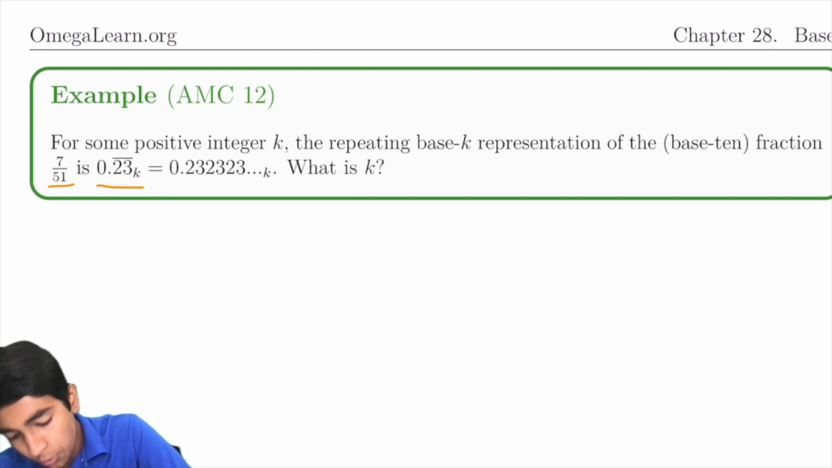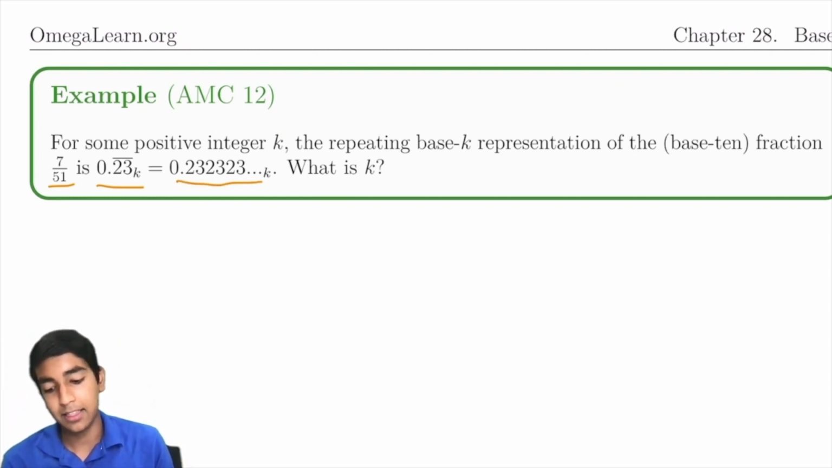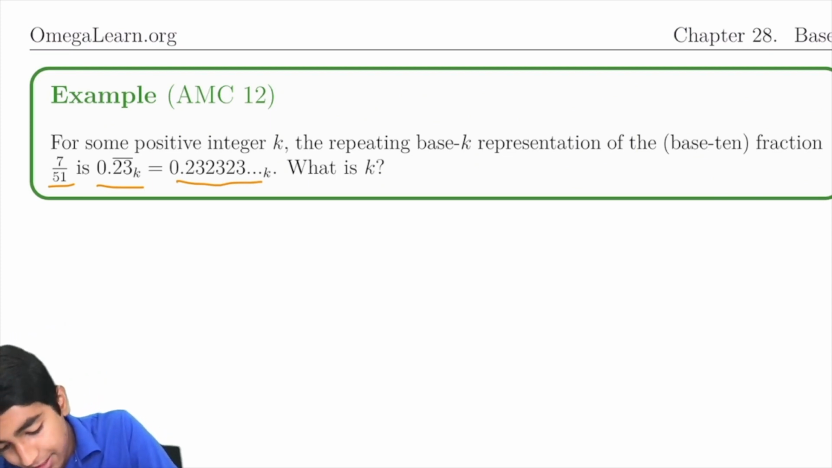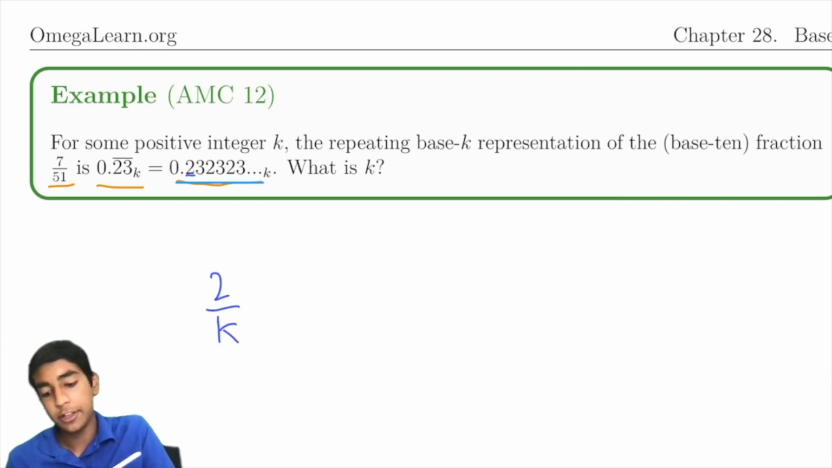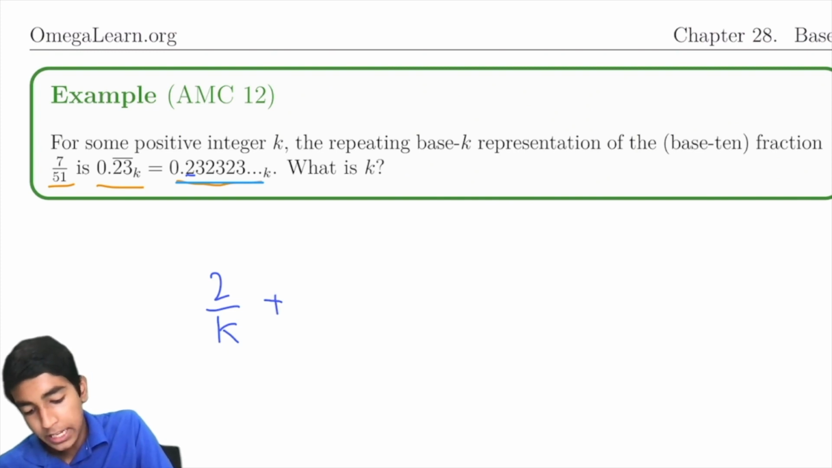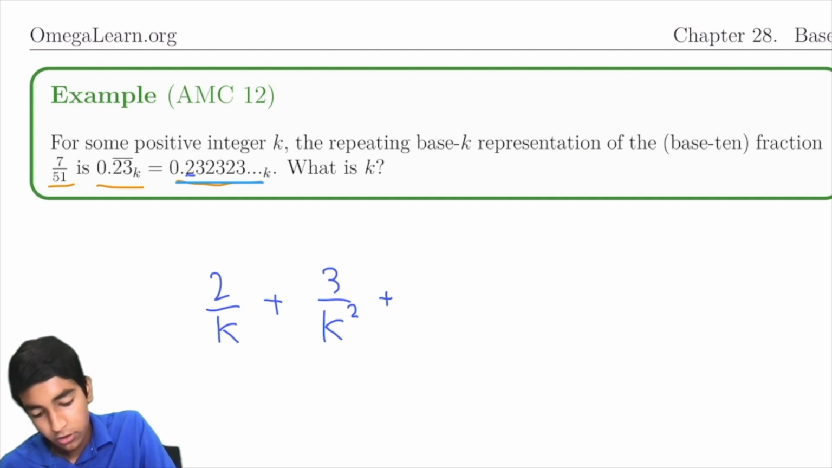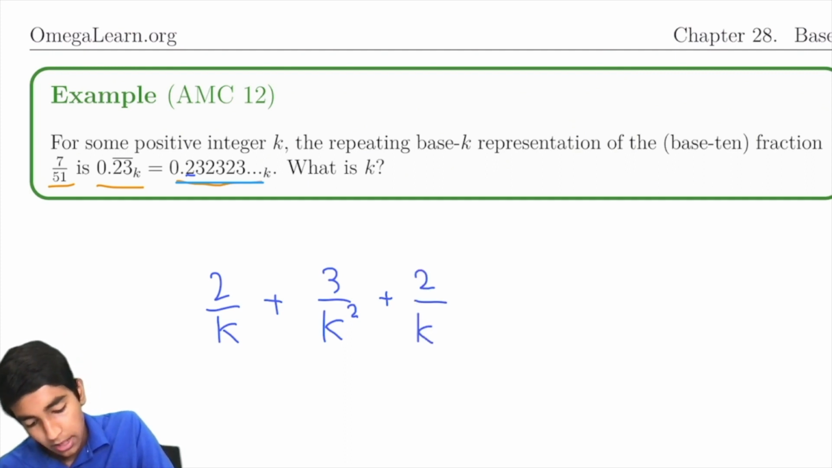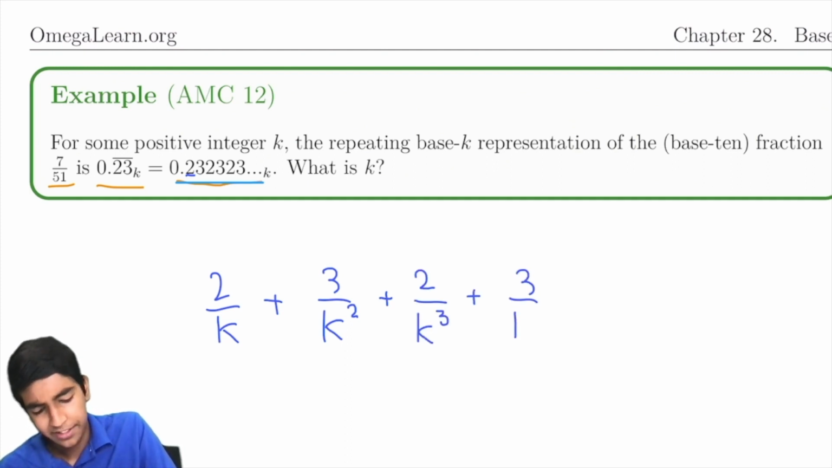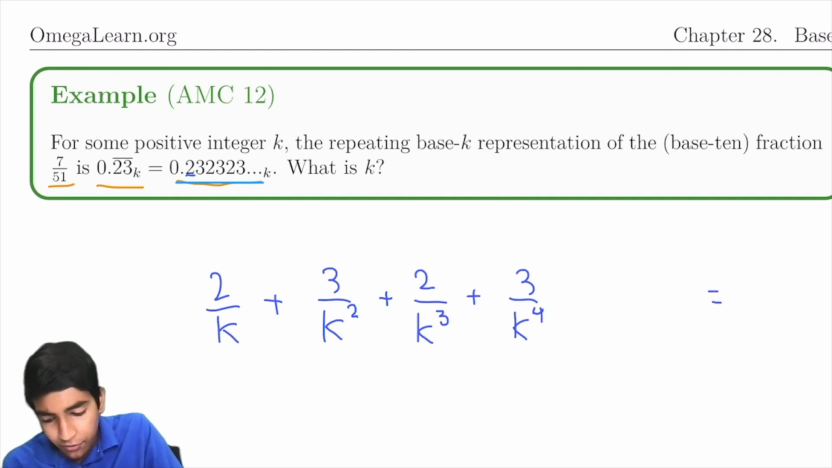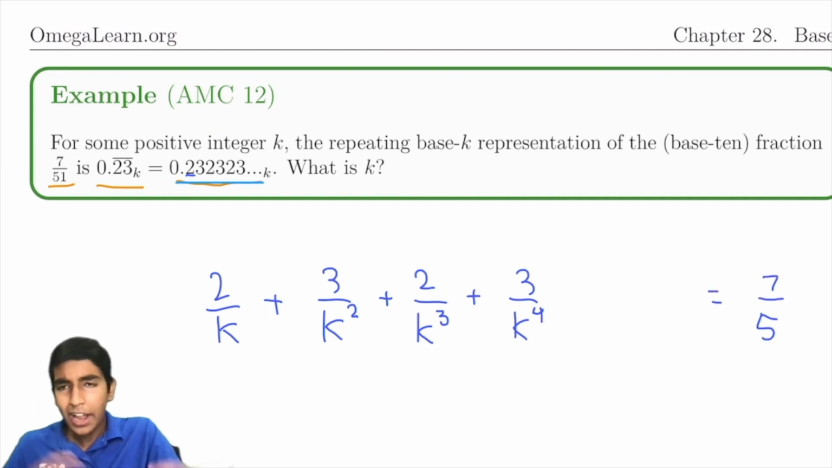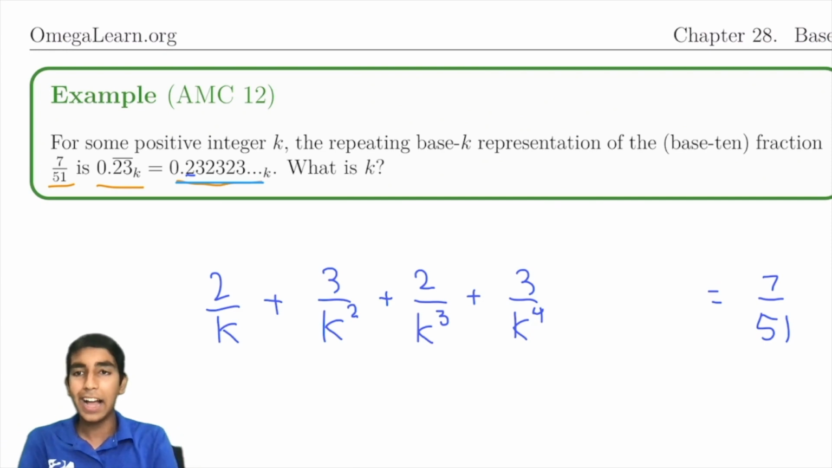So 0.23 base k can be expressed like that. What is this expression in terms of k? Well, this first digit is just 2 divided by k, right? Because we're 1 digit in. The second digit is 3 over k squared. The third digit is 2 over k cubed, and so on. Oh, that seems like it's never going to end. And we're asked to find when it's 7 over 51? How are we supposed to do that?